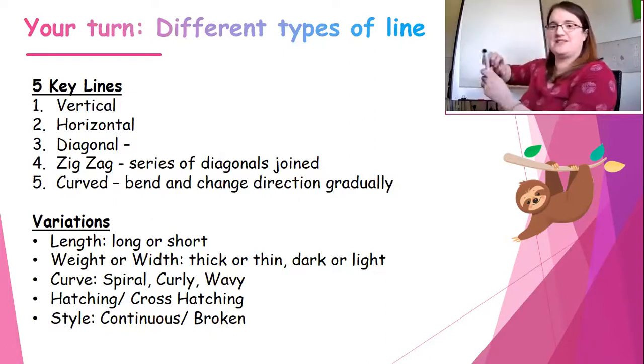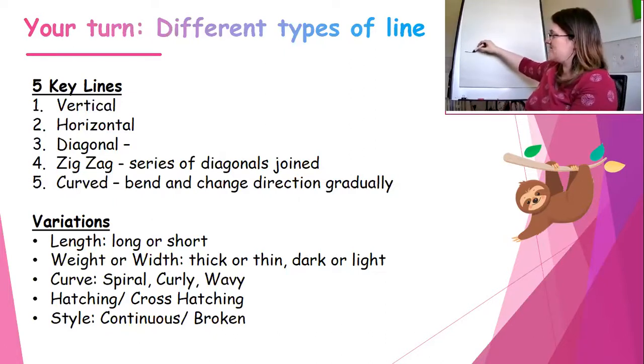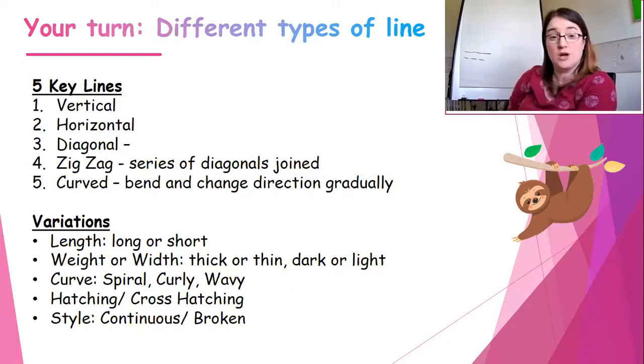If I use my pen from a distance here, a continuous line means it just keeps going, okay? A broken line means we start and stop, start and stop, start and stop. So we've got a broken line.